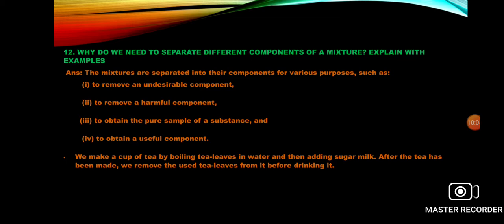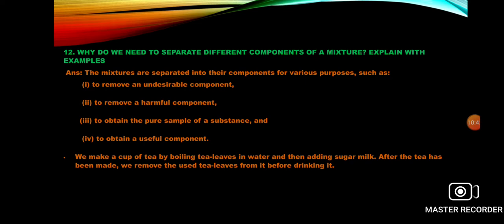Next, question number 12. Why do we need to separate different components of a mixture? Explain with examples. Why are mixtures separated into different components? Number one, in order to remove an undesirable component. Like when you are making a cup of tea, after making it the tea leaves become undesirable. You don't drink the tea along with the tea leaves, so before you drink the tea, you have to separate the undesirable component, that is the tea leaf.